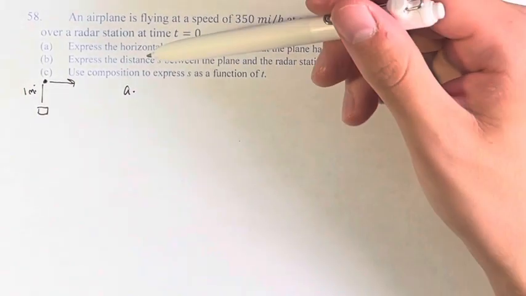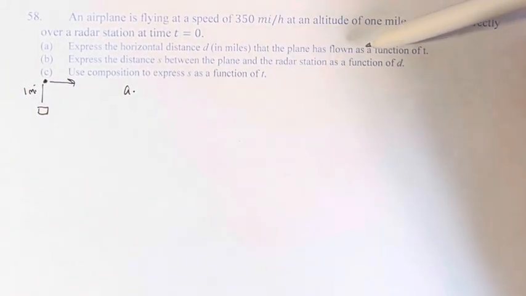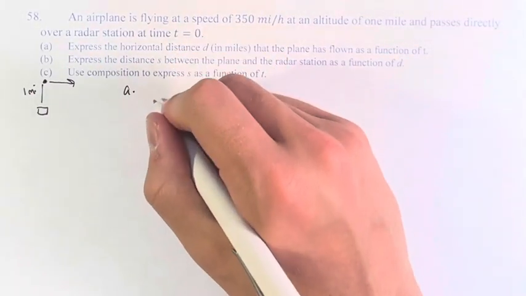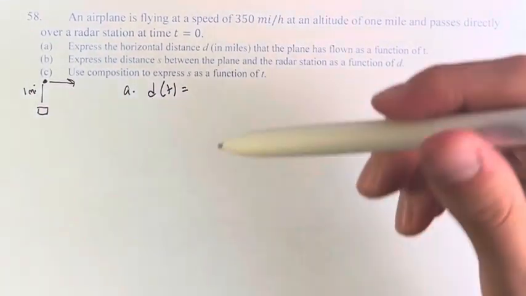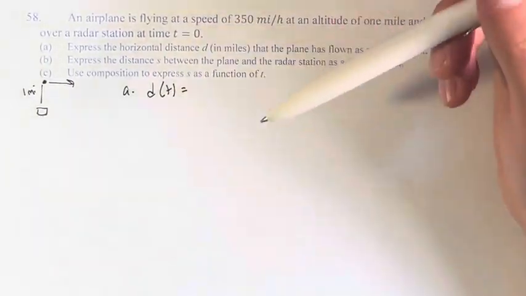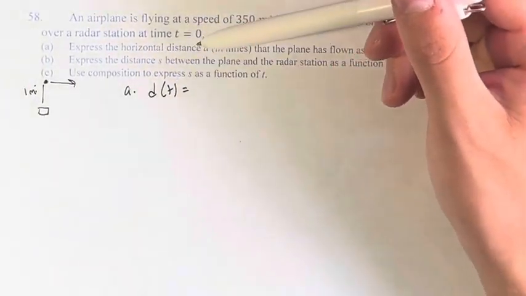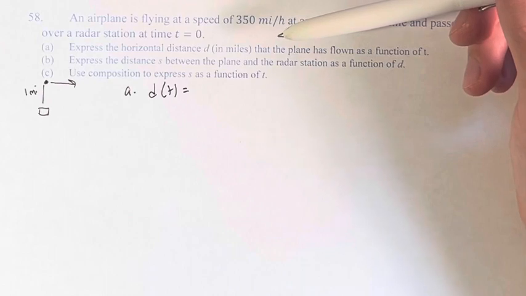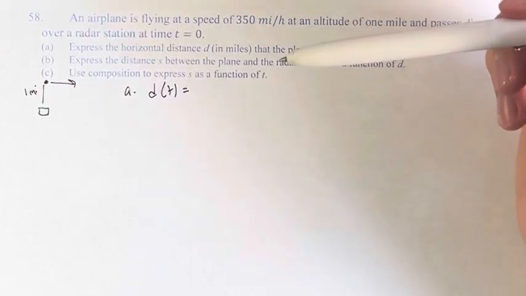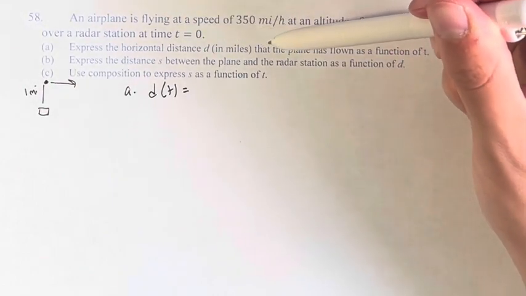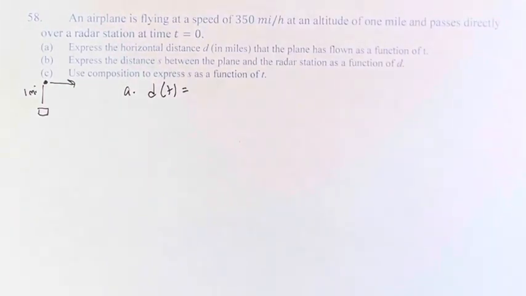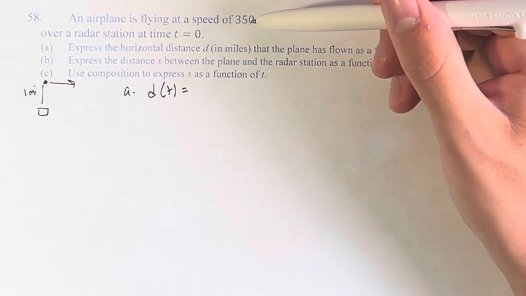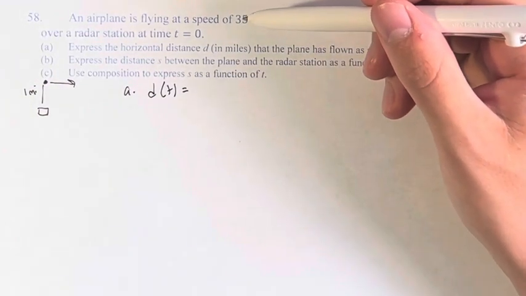So the horizontal distance d that the plane has flown as a function of t, so d of t, well, the rate of change of the distance is constant, right? Because the plane is flying 350 miles an hour. That is the constant rate of change. Therefore, this is a linear function, so we can write it in slope-intercept form.